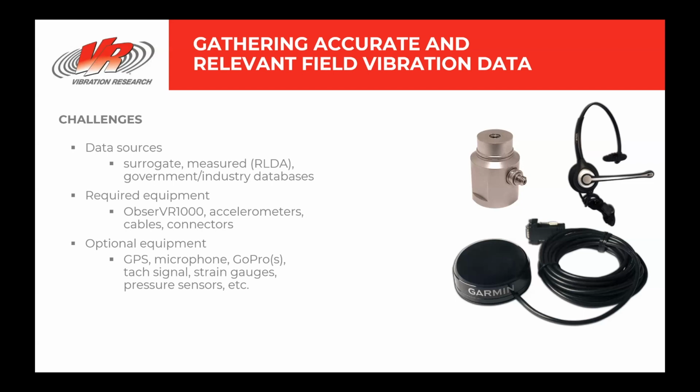Secondly, having the right data acquisition equipment can be a challenge. Data acquisition systems such as the Observer 1000, along with transducers and wiring, are required. Optional equipment that aids in understanding and post-processing the measured data include a GPS, microphone, camera such as a GoPro. Auxiliary channels such as strain, pressure, temperature, etc. are also great aids to have.